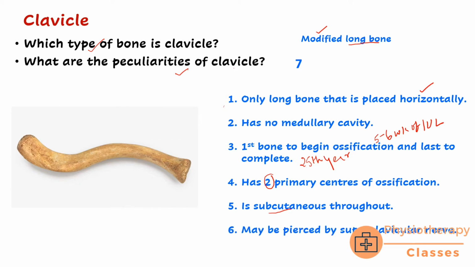Then sixth, it may be pierced by the supraclavicular nerve, especially the middle supraclavicular nerve. And the last point is that most of this bone has intramembranous ossification. You must know all long bones have endochondral ossification, but the clavicle, except for its medial end, has intramembranous ossification. So these are the 7 peculiarities of the clavicle that you must know.